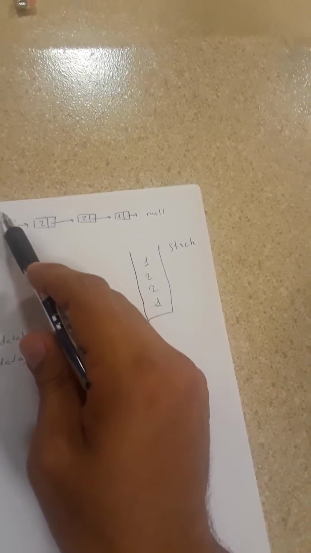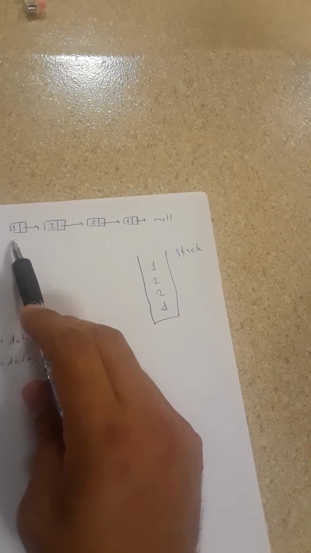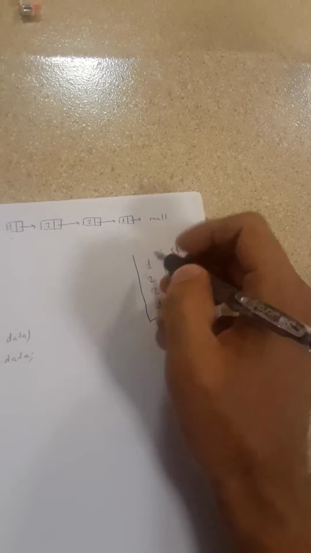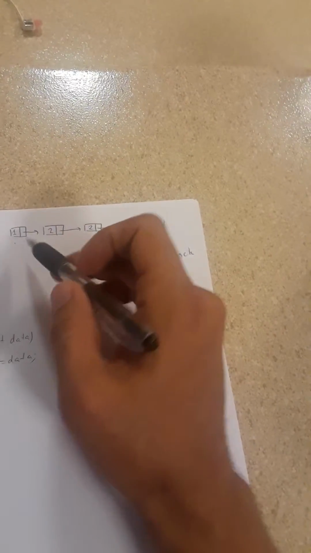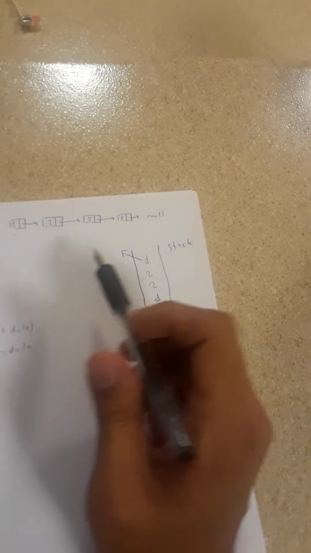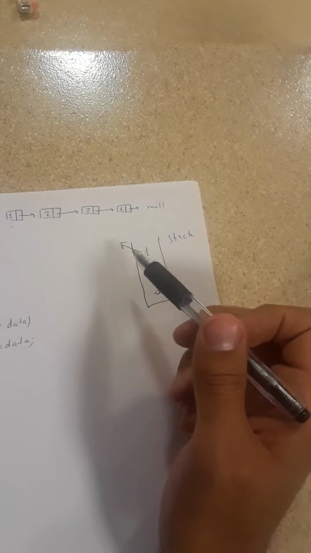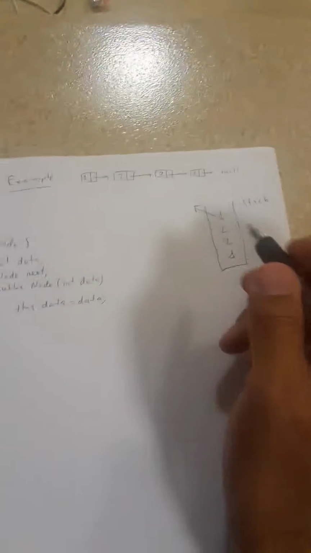So after that we will start to run our for loop starting from the first node again, and we'll just pop out elements from our stack and compare them with the data of the nodes from the linked list. And if all elements are equal to each other, we'll just return true. If not, we'll just return false.